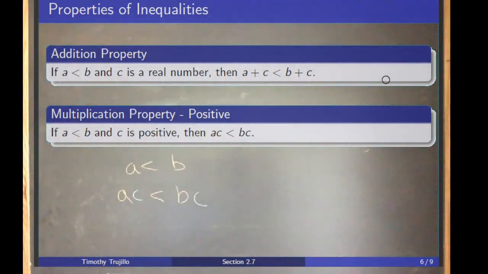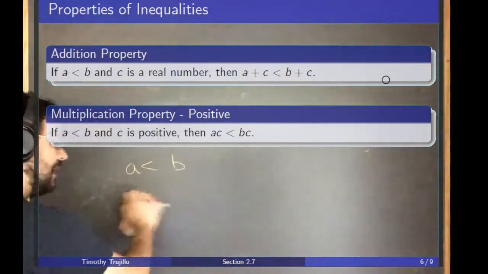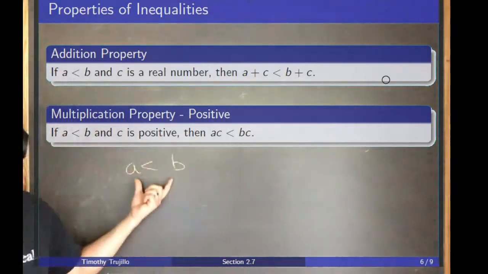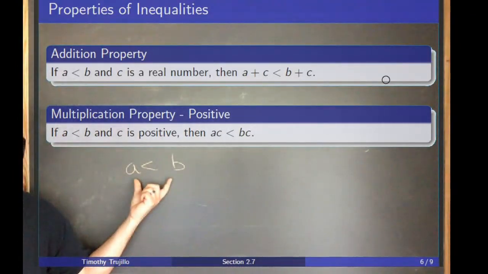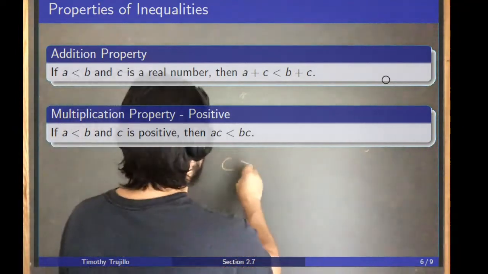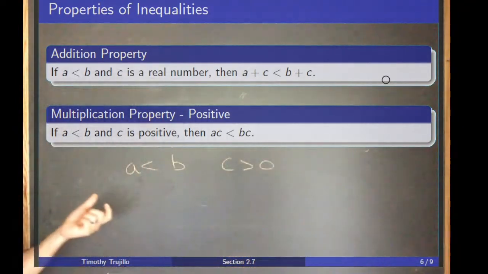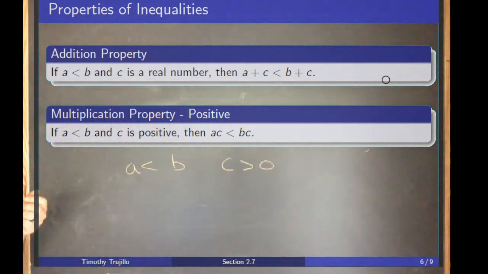And I can give you a quick proof of why that's the case, just so we can see how it's related to positive times a positive. So first, let's start off with A is less than B. So that's the if part of this statement. And we also have that C is greater than 0. Okay, so C is positive means that C is bigger than 0.